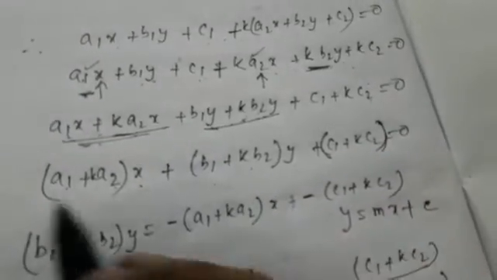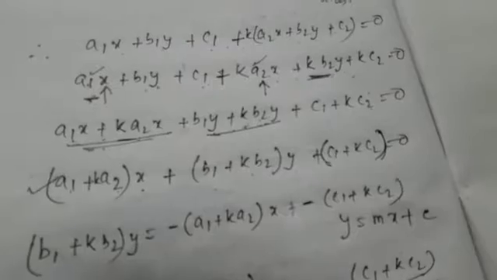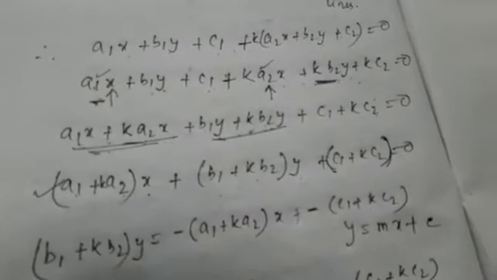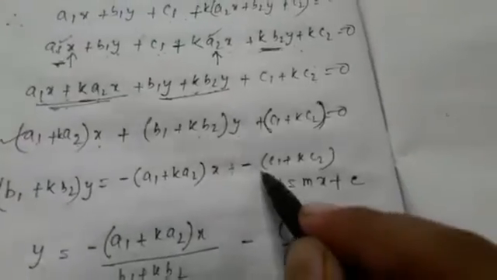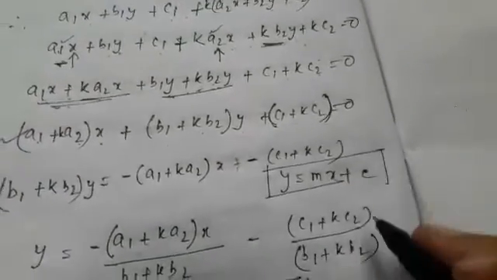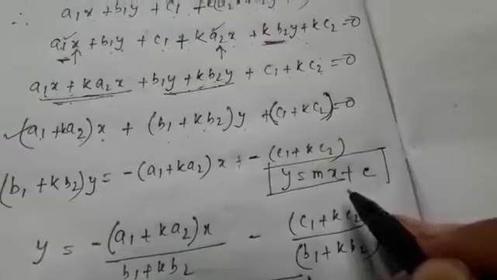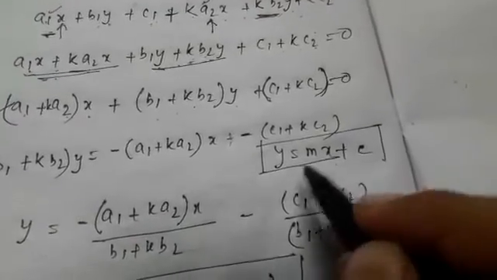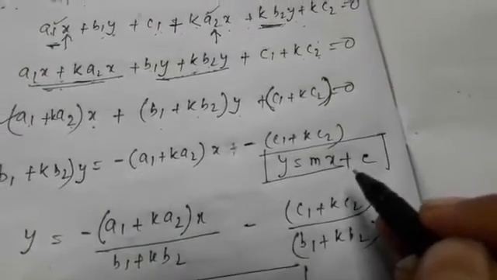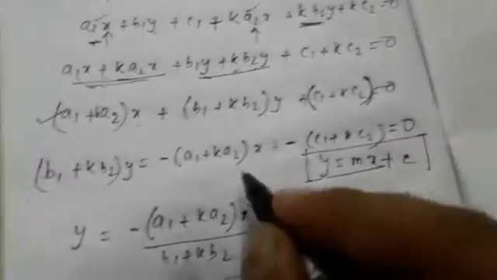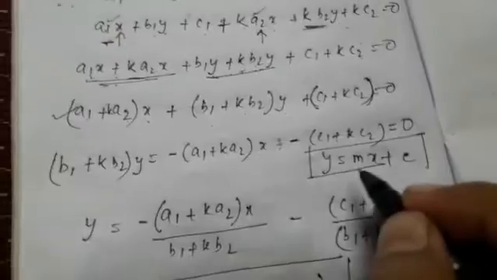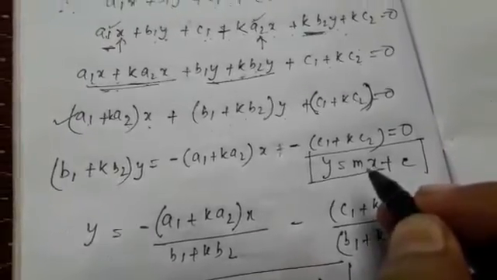Now we have to calculate the slope of this family of lines. Now students, for slope, you know from class 10 you have to arrange the equation in y equal to mx plus c format to get the slope, right? So you have to arrange this given equation into y equal to mx plus c format.